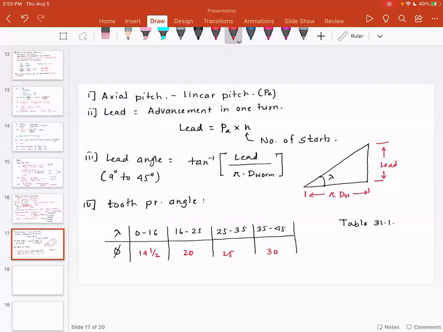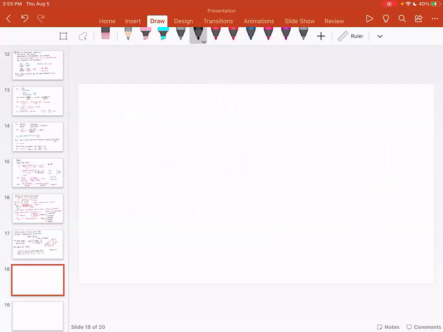Now in automotive applications, you would see worm wheel drive used when heavy power reduction is required. The next nomenclature is the normal pitch. Just like we talked about the pitch in the axial direction, this is the pitch in the normal direction, which is PA multiplied by cosine lambda.